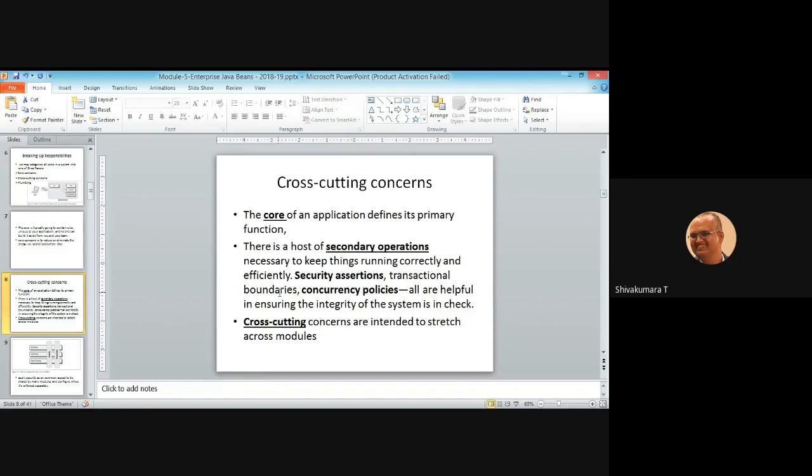And concurrency policies. For example, suppose you have an account in your SBI bank, and you want to withdraw the money at the Allahabad Bank ATM. So what is the policy? The policy is that Allahabad Bank must be mutually connected with the SBI. So they have their own policies of SBI.